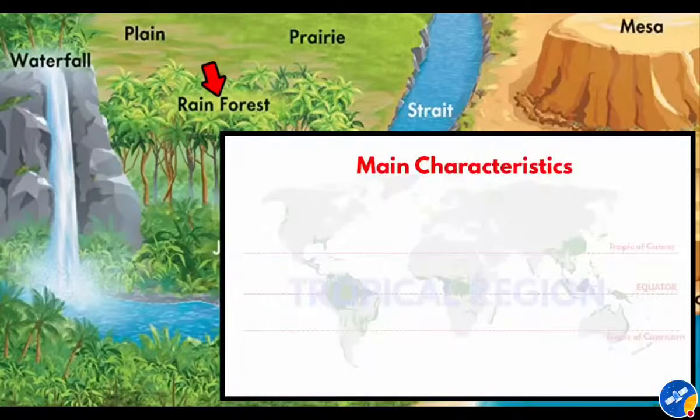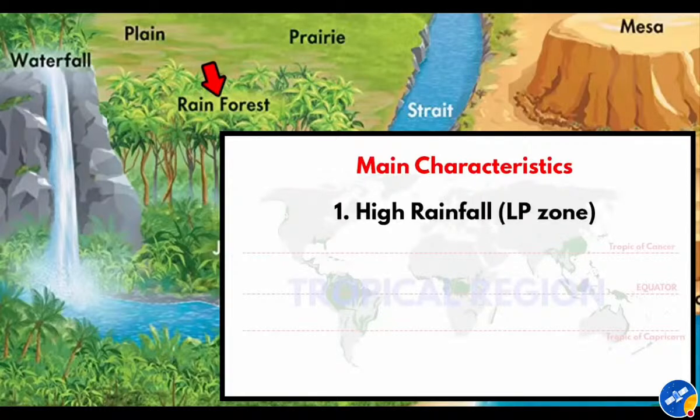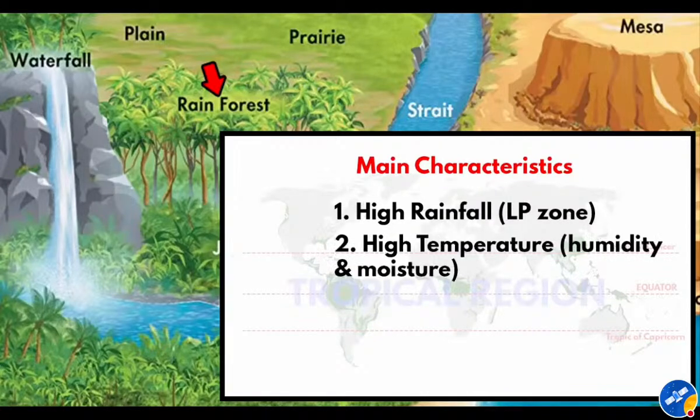If you look at the main characteristics of a tropical rainforest, they are: the first one is, these regions receive very high annual rainfall because the equatorial region is a low pressure zone and the average temperature is very high, which is ideal for rainfall. The second one is, they have high average temperatures, which provides the necessary moisture and humidity.